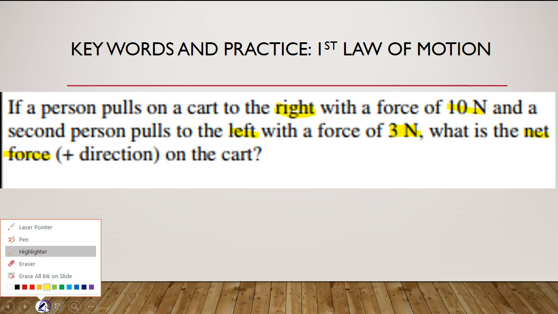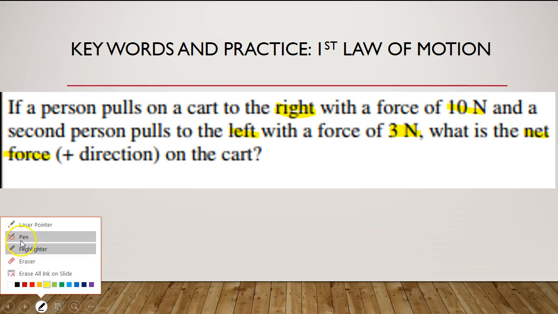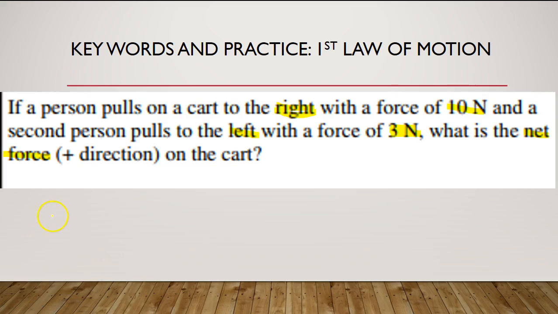So let's see here. Okay, so you have a 7 newtons minus, because they're going in opposite directions, 3 newtons equals 4 newtons. And it's very important that you write your unit. Always, always, always for the net force.